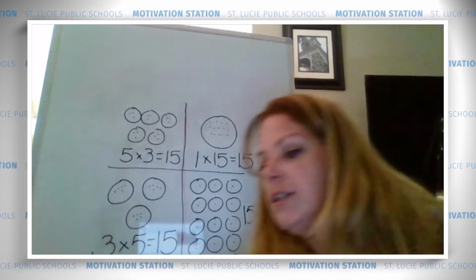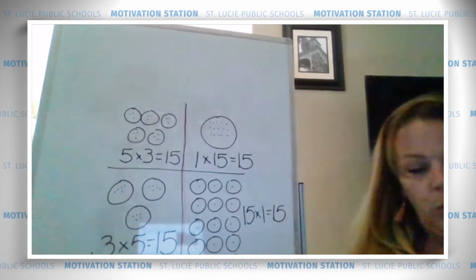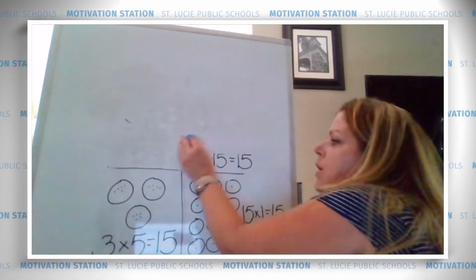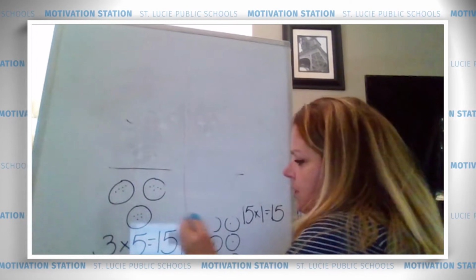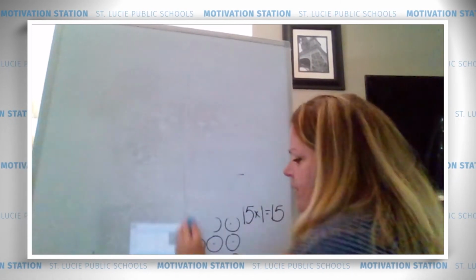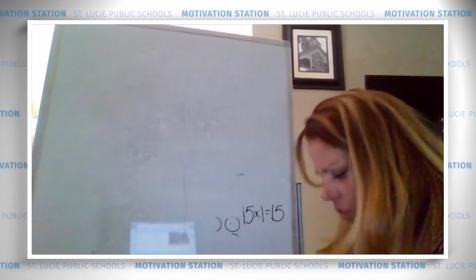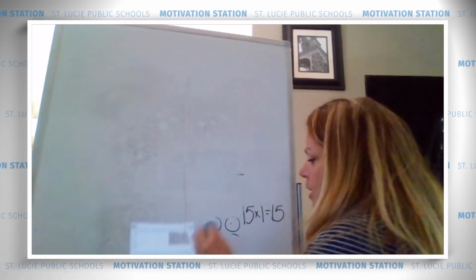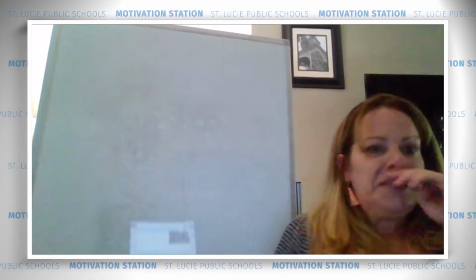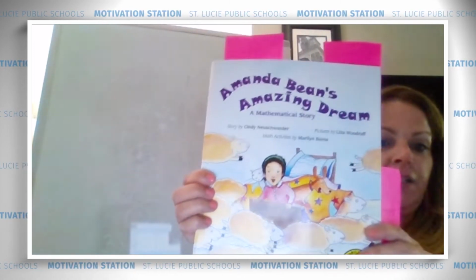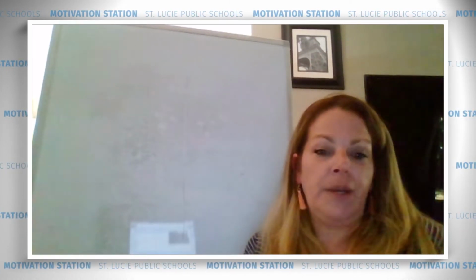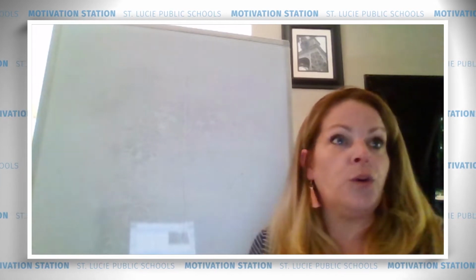All right, fabulous. Then we looked at groups of things in the real world. So we talked about what comes in groups of 2, and we said eyes and hands and feet, and what comes in groups of 3, and we said wheels on a tricycle. Groups of 4, we said legs on animals. Okay, so we addressed all those things that naturally come in groups of objects. And then we read Amanda Bean's Amazing Dream, and we were looking for groups of objects in the book. So today we're going to revisit Amanda Bean and solve some problems that involve equal groups.